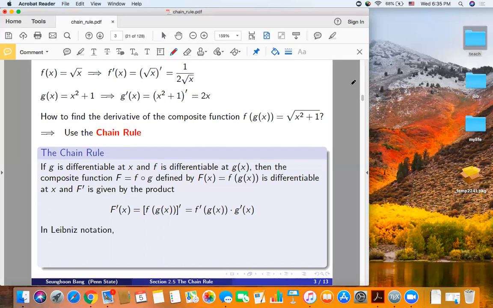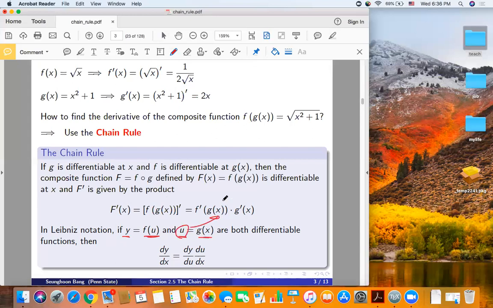So we have Leibniz notation. You can write y equals f of u, u equals g of x. So we have dy over dx is dy over du times du over dx. So why is this true? Here, we can replace. Here, y is f of u, and u is g of x. You plug u into here, what happens? It's the same as f prime of u times g prime of x.